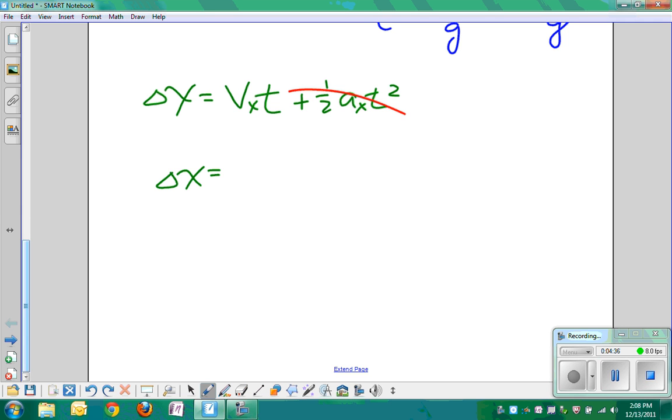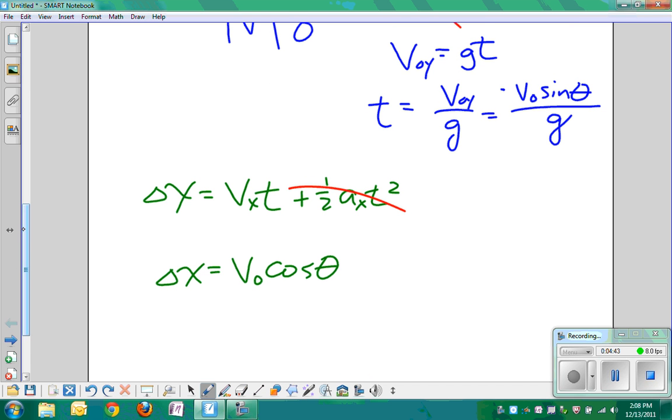anyone? V naught cosine theta. All right, that's our Vx. All right, look, right here. That's our Vx. Our Vx is V naught cosine theta, and our T was V naught sine theta over G. That looks like a negative sign, but it shouldn't be there. So we got times V naught sine theta, and all of that over G.